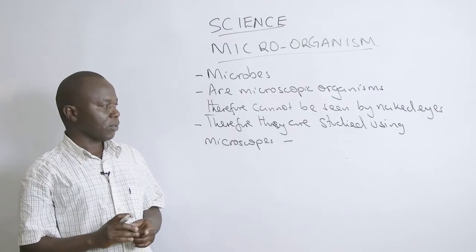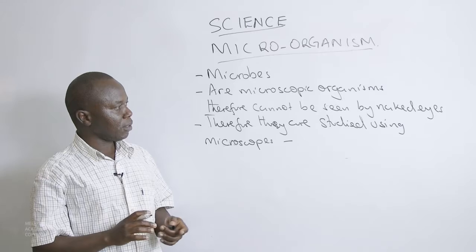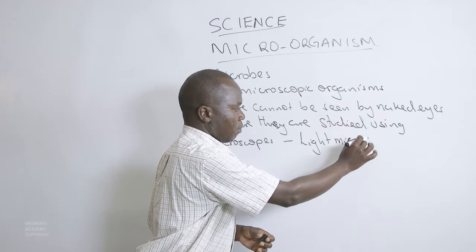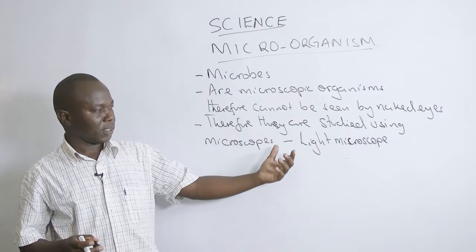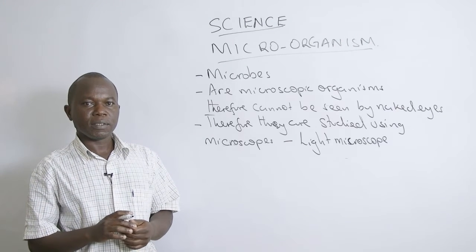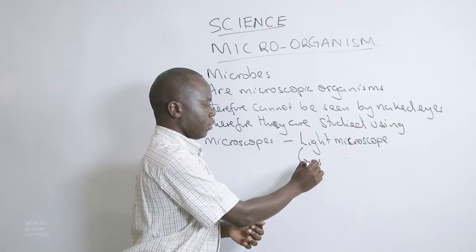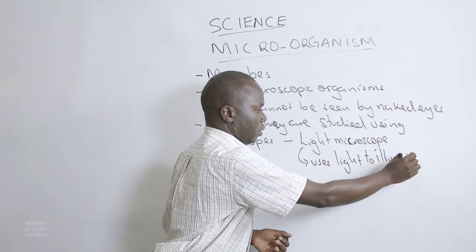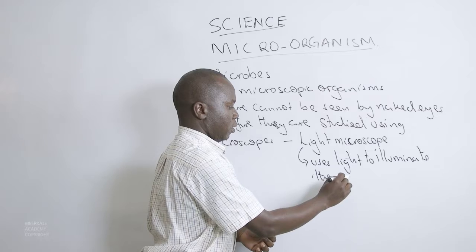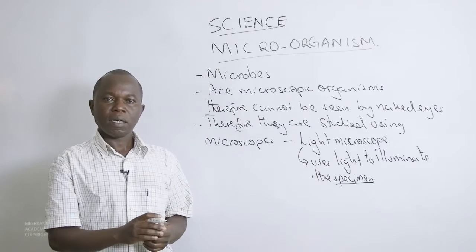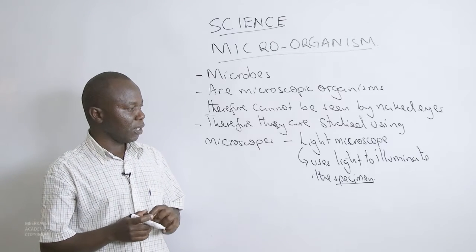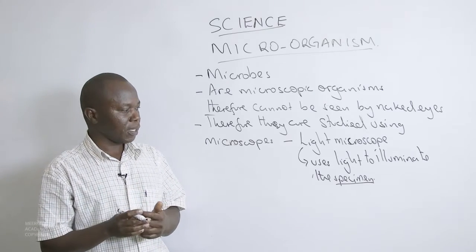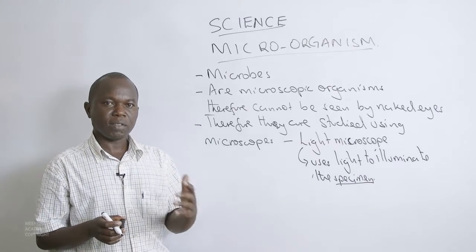There are two main types of microscopes used to study microorganisms. We have what we call the light microscope. The light microscope, as the name suggests, uses light to illuminate the specimen. A specimen is the item or object that is being viewed through a light microscope. The source of light could be varied. It could be natural light from sunlight, or a secondary source, which could be electricity.